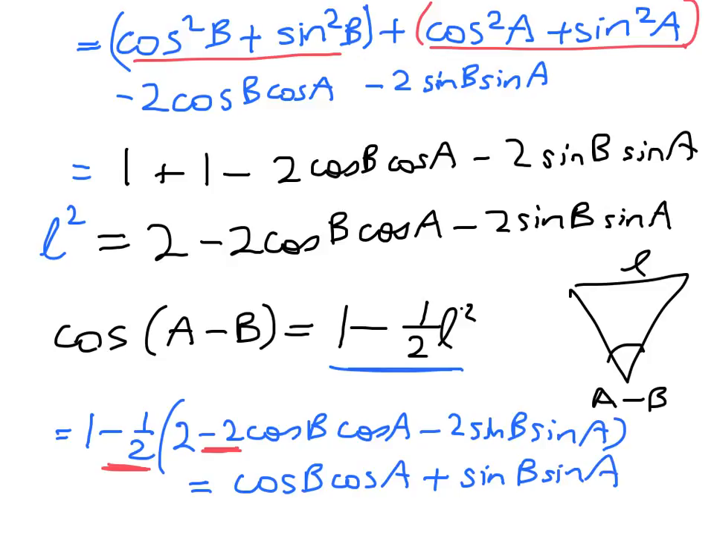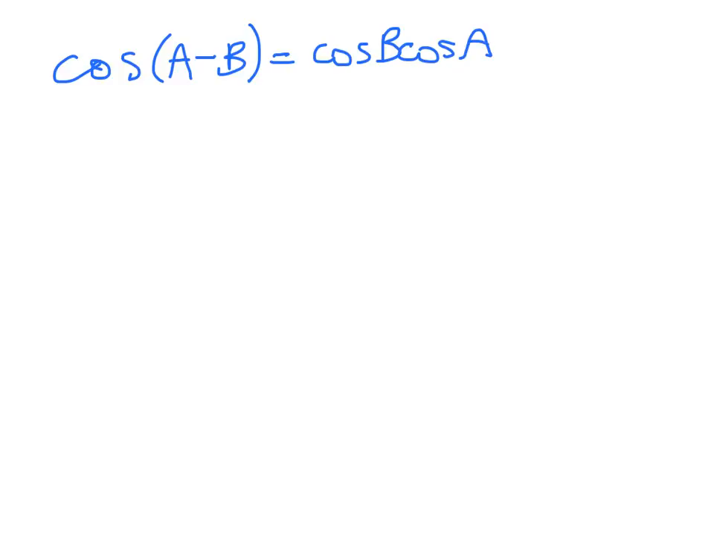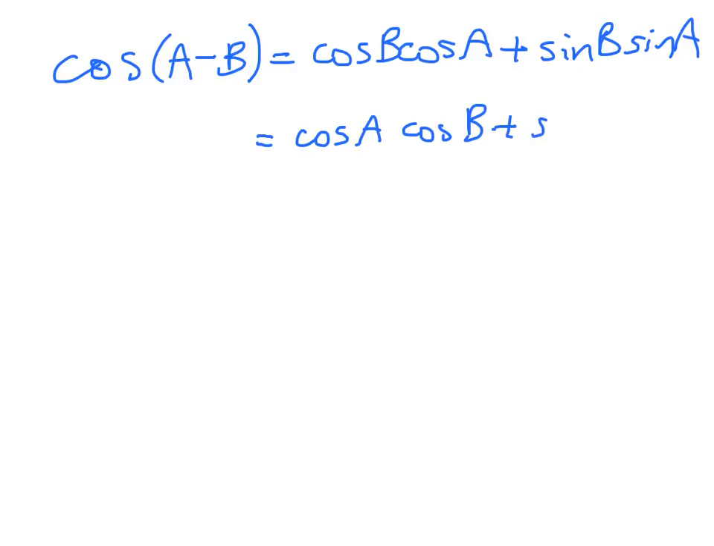So on to the last slide. What have we found out? Well, it's pretty cool. We've found out that cosine of A minus B is equal to cos B cos A plus sine B sine A, which, being alphabetical, we write as cos A cos B plus sine A sine B. So that is the first of what we call our compound angle formulae.